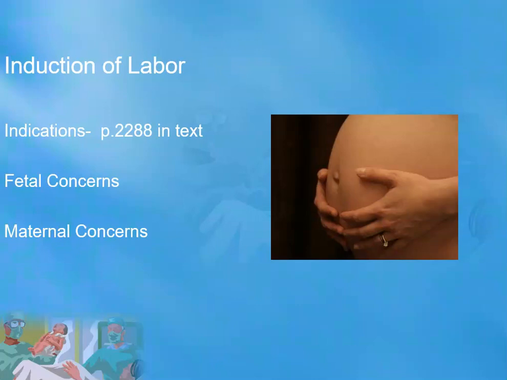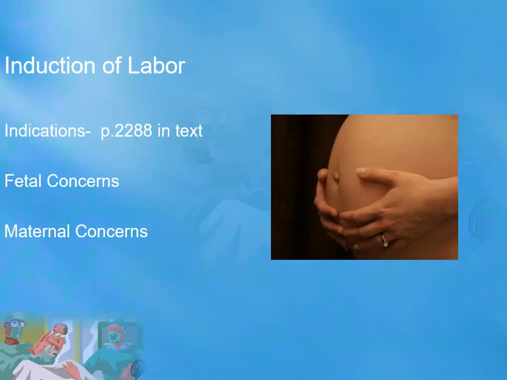Another thing is if the baby is too big, if you wait too long to induce, the baby may not have that opportunity to deliver from below, and it may have to have a C-section. So, those are all things we have to think about.